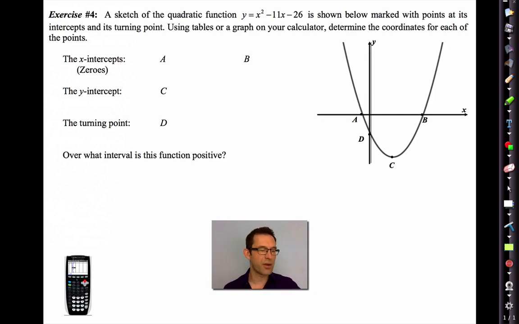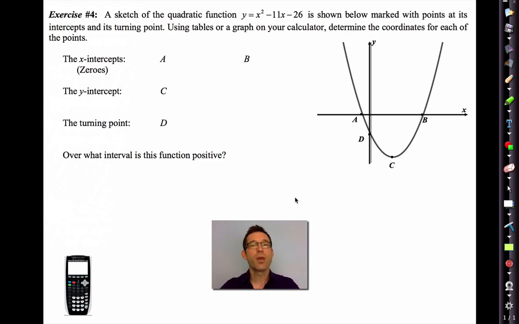All right, let's take a look at exercise 4. Again, we got a little stereo going on with the graph. My apologies for that. That'll be fixed in the workbook. A sketch of the quadratic function y equals x squared minus 11x minus 26 is shown below, marked with its points at the intercepts and its turning point. Using tables or a graph on your calculator, determine the coordinates for each of the following points. Over what interval is this function positive?